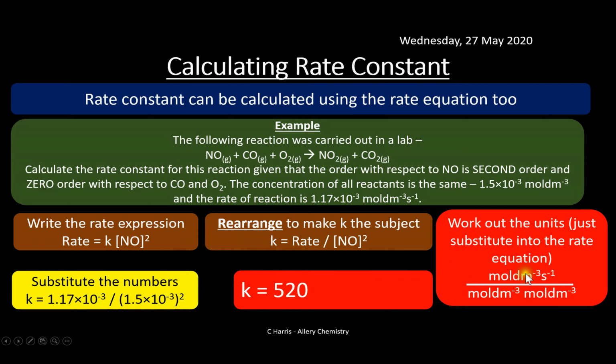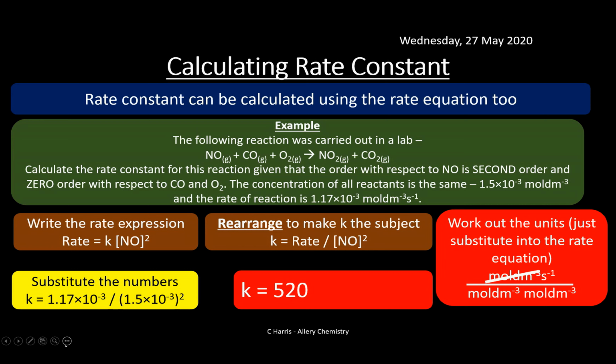So rate is moles per decimeter cubed per second. And NO, because this is squared, we write the concentration twice. And then what we're going to do is basically cancel out units top and bottom. Any units remaining on the bottom, we invert them onto the top and we change the sign.